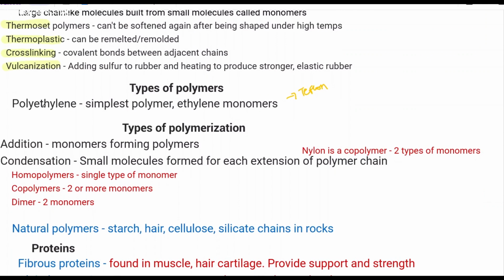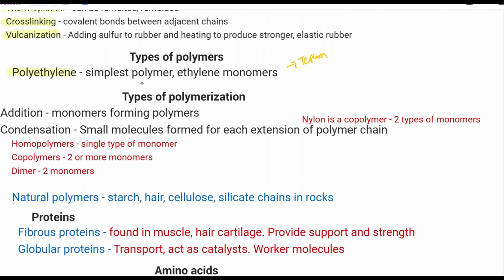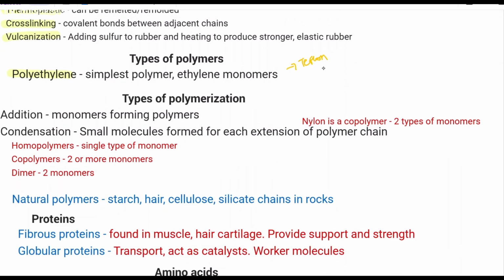And more types of polymers. Polyethylene, just another thing to remember what it is. The simplest polymers, ethylene polymers. And Teflon, actually, is one of them. And then polymerization: there's addition, where monomers add together. If you put monomers together, they form polymers. And then condensation, where small molecules are formed for each extension of the polymer chain.